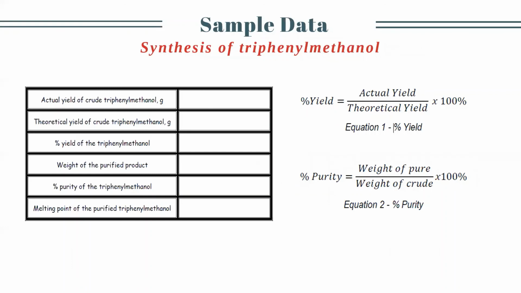So in the synthesis of triphenylmethanol, shown in the slide is the sample data. Actual yield and theoretical yield are also needed to compute the percentage yield. Actual yield is the amount of product obtained from the lab data, while theoretical yield is the amount of product obtained from stoichiometry. The percent yield and purity equation is shown in the slide.